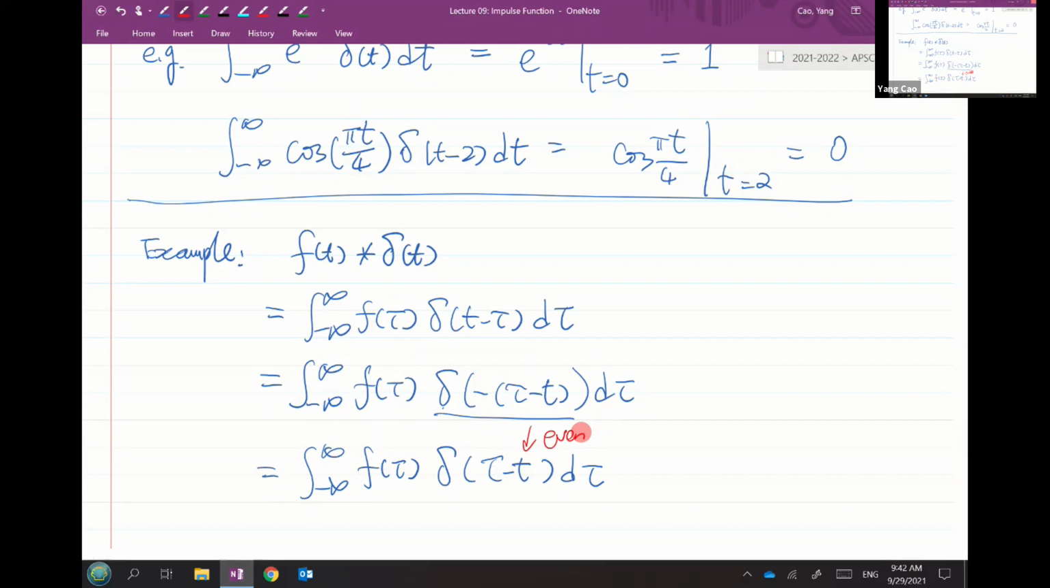Also, you're probably wondering, how come the limits are negative infinity to positive infinity? Because remember, typically when we do the convolution, the limit is 0 to t. But if you recall, when we use 0 to t, we assume the function is causal. If it's causal, then definitely the integral limit is 0 to t. But if you relax the condition, if it is not causal, then the integral limit goes from negative infinity to positive infinity.